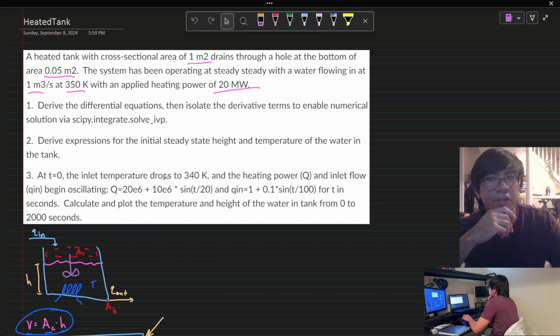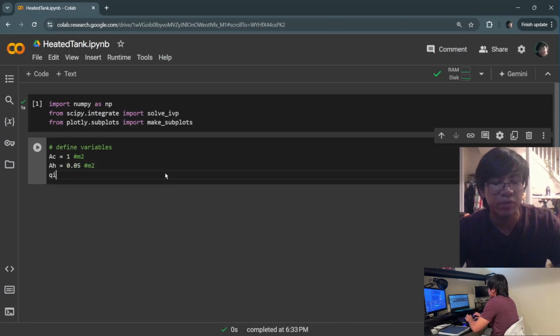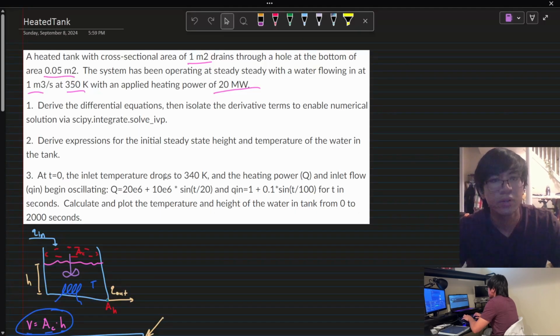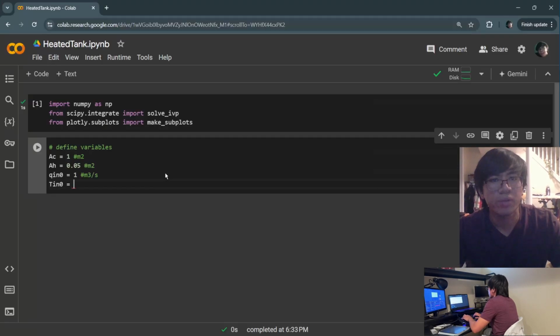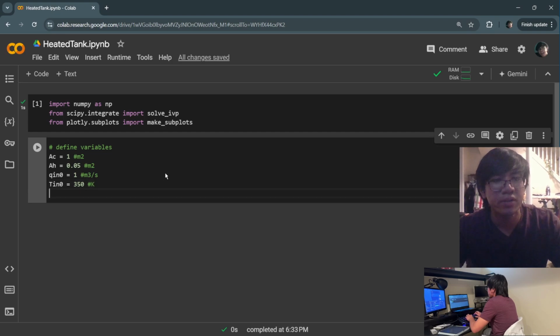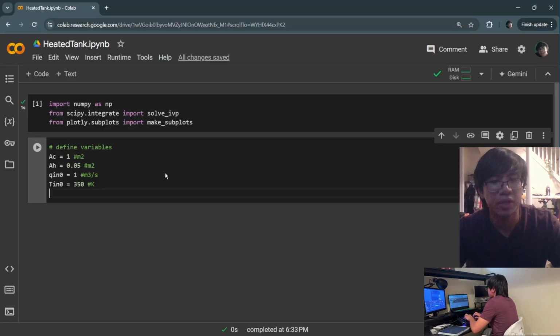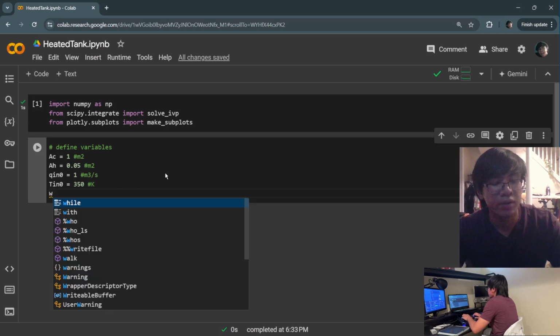So let's keep going here. We have an inlet volumetric flow of 1 meter cubed per second, so Q initial is 1 meter cubed per second, yep, volumetric flow. And then that was at an initial temperature of 350 Kelvin and 20 megawatts for our heating coil. So I already forgot, 350 Kelvin and our heating power of 20 megawatts. So I'll call that Q, big Q. Oh, what's happening here?